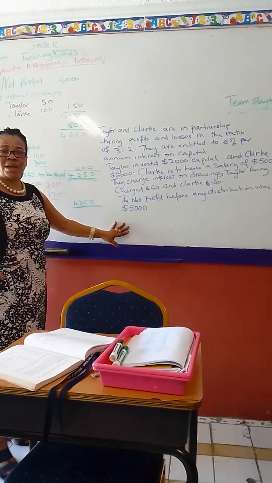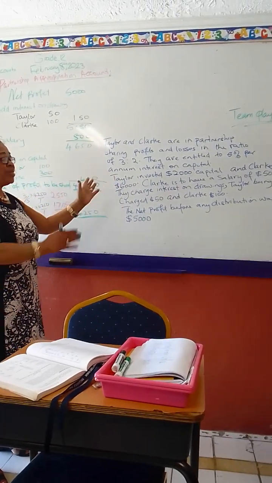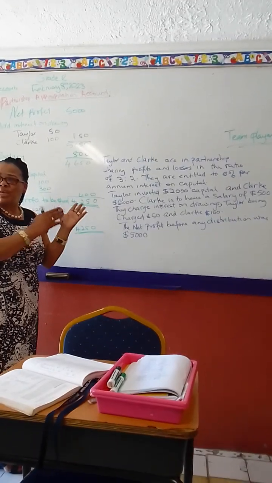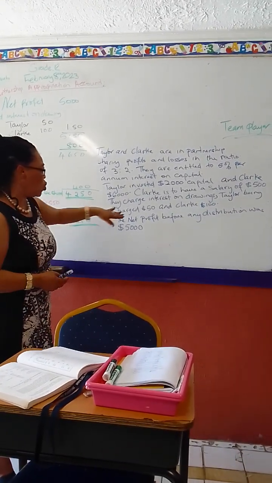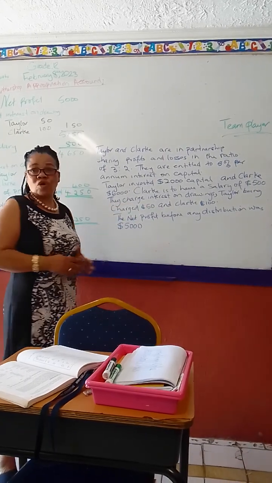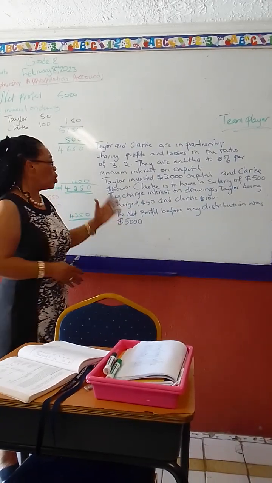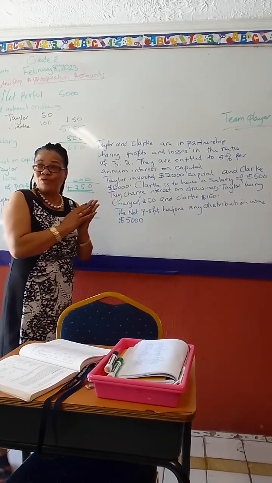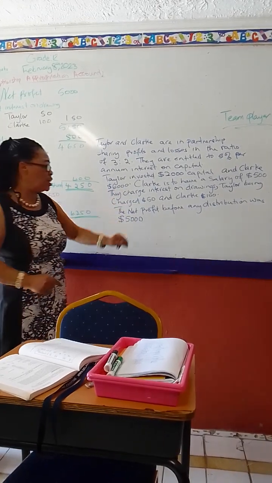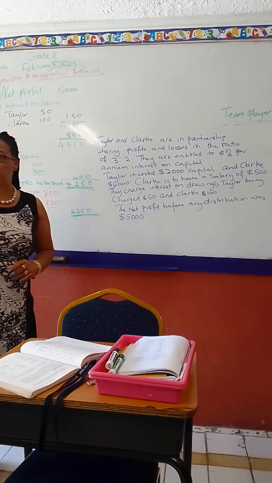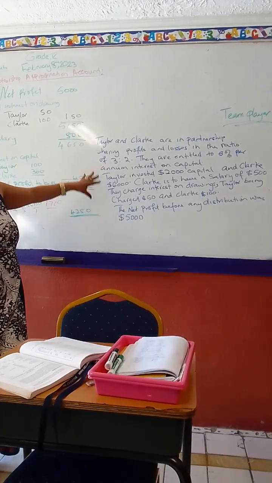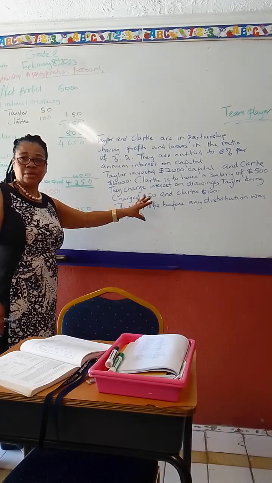Now, let me stop right here and say something to us all. This problem is very, very easy because they did not tell you to go and work out how much interest and drawings each one is to get. They simply give you Taylor is to get $50, Clark is to pay $100 on drawings. So this problem is basic.